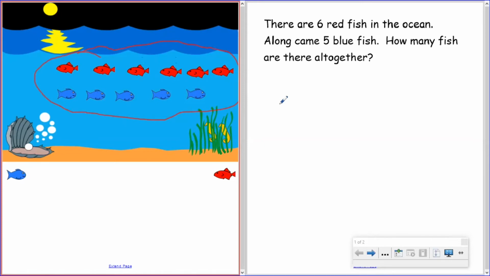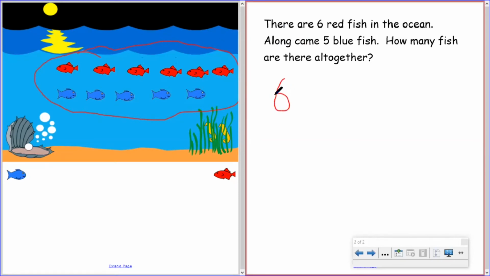Now let's write the number sentence that represents our story problem. In the first sentence, it said there are 6 red fish in the ocean. So the first number in my number sentence is going to be the number 6. And then the next sentence says, along came 5 blue fish. Now I remember that I added 5 blue fish. And when I'm adding, I'm doing addition. The sign that shows that I'm doing addition is the plus sign. So I'm going to write the plus sign.